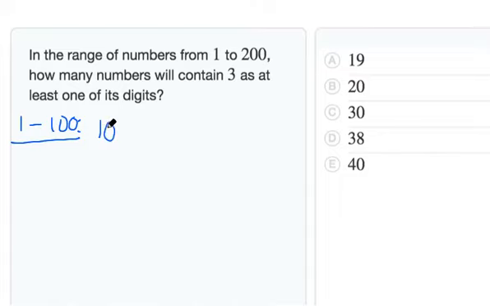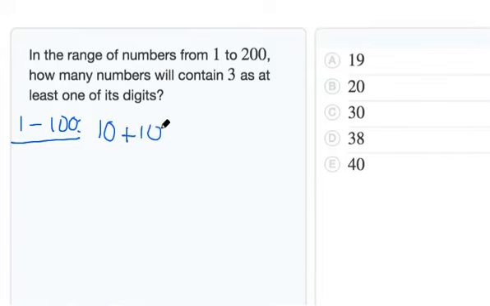Moving on, the other option that we could have would be if 3 is in the tens place. Now, between 1 and 100, 3 in the tens place would be all of the numbers in the 30s. So 30, 31, 32, all the way up until 38, 39. And right there, that's another 10 numbers that have 3 in the tens place.